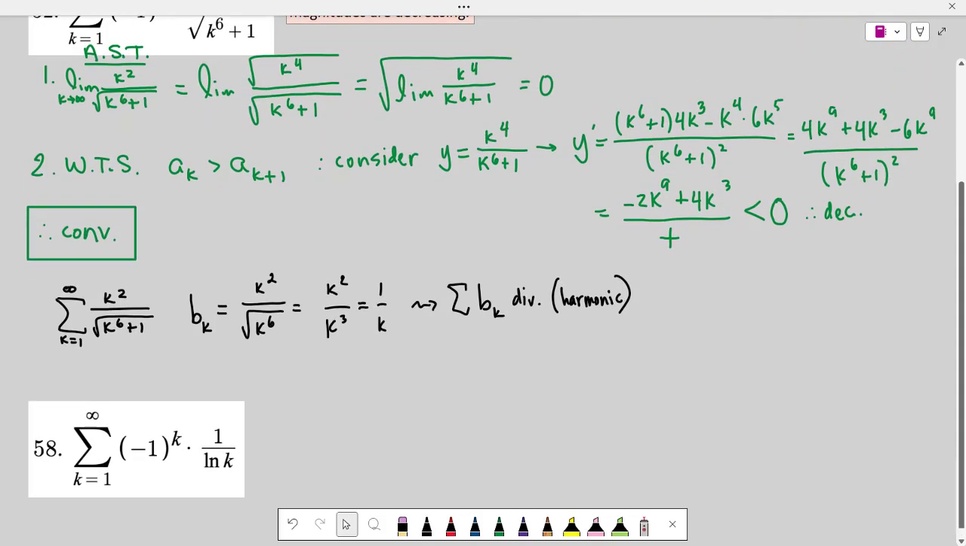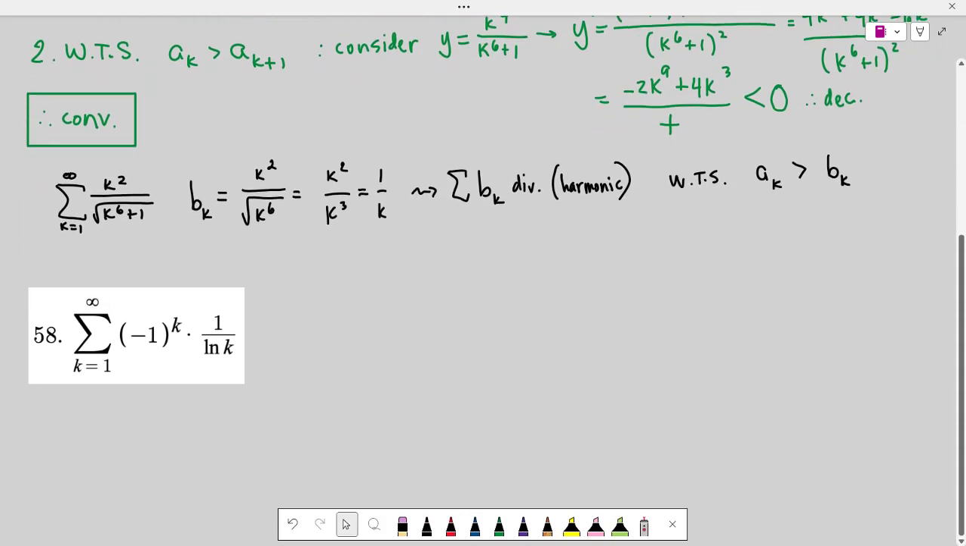So here's how we're going to use our comparison test. First we always go direct comparison first, just to see if we can show it. So here's our a sub k, here's our b sub k. If the b sub k series diverges, do we want to show that the a sub k series is bigger or smaller? Bigger, because bigger than diverging will diverge. So if we can show that that's true, we're golden. And if the inequality doesn't hold, we just go to limit comparison. So this is going to be k cubed greater than or equal to the square root of k to the 6 plus 1. We square both sides.